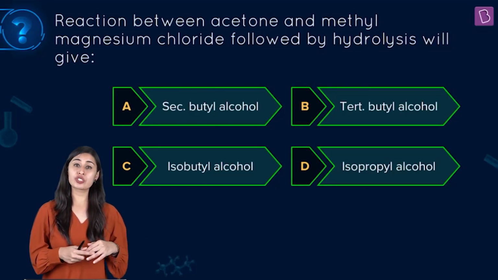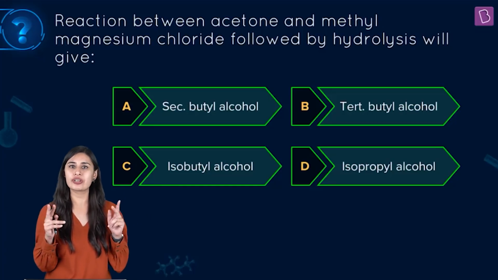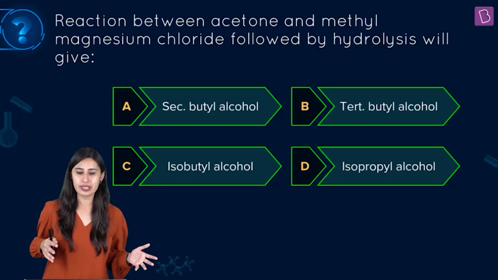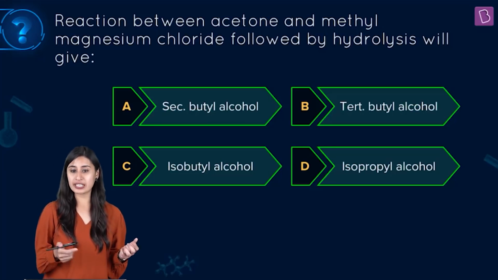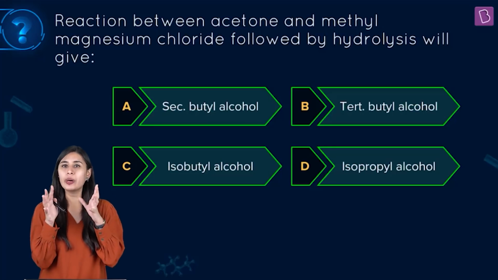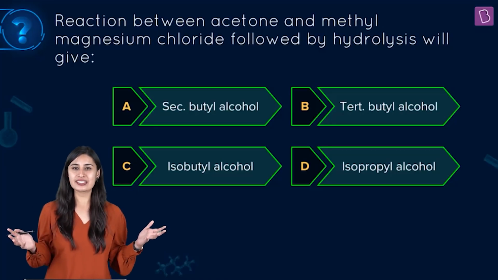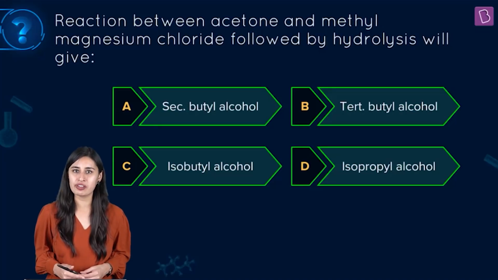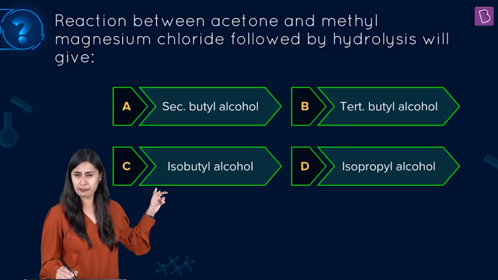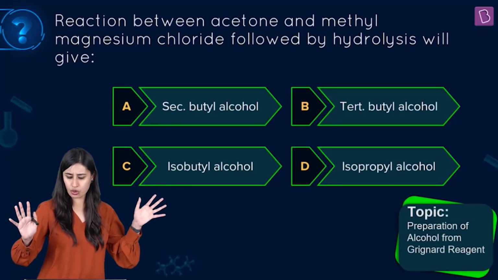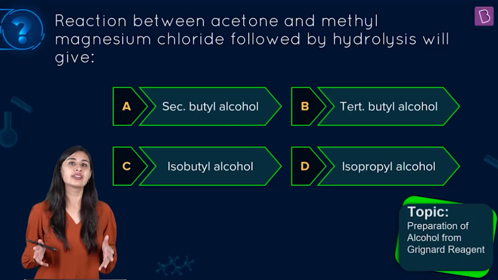I love these kind of questions where different concepts are merged together, because this question is also testing your skills of knowing the common names, knowing the behavior of this methyl magnesium chloride, knowing how this kind of a Grignard reagent is going to attack on acetone, and deciding for yourself that what kind of an alcohol will be formed, right? So the question is, of course, based on simple preparation of alcohol from Grignard's reagent. Let's see what is Grignard reagent.